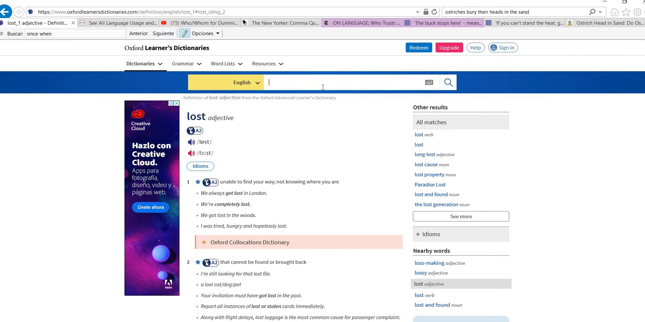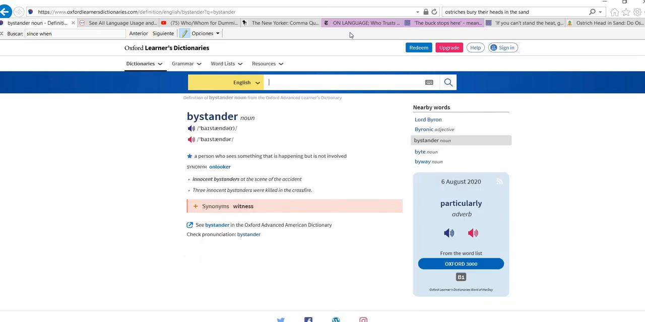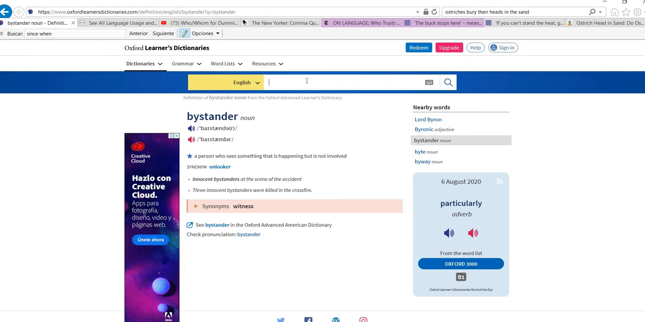So, under point number one, you'll find outgoings, bystander, onlooker. And that's interesting, right? Because a bystander is different from an onlooker, right? I mean, not very different, actually. It's a synonym. That's what I meant. So just people who were there.